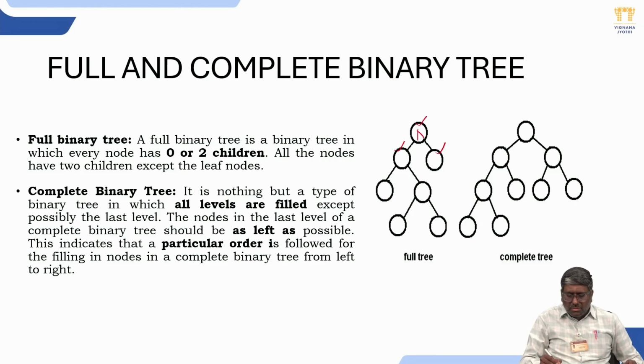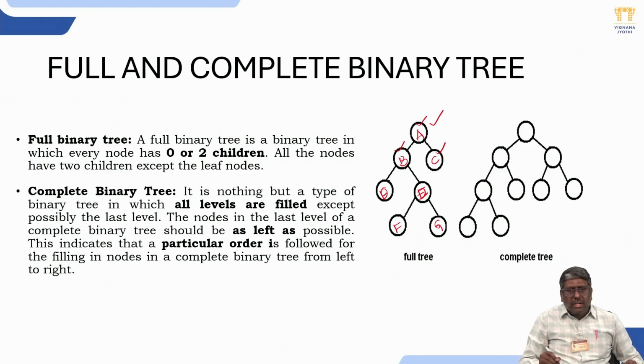Again here let us assume the nodes are A, B, C, D, E, F, G. Now A has two children, B has two children, C has zero children, E has two children, F has zero children, G has zero children, and D has zero children. According to the definition of a full binary tree, each node contains either zero or two children. So this is an example of a full binary tree.